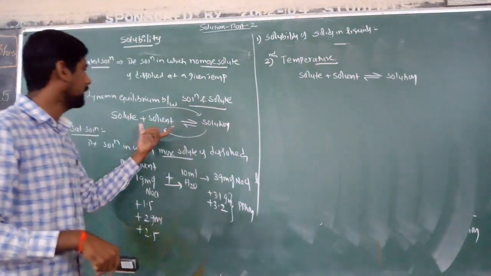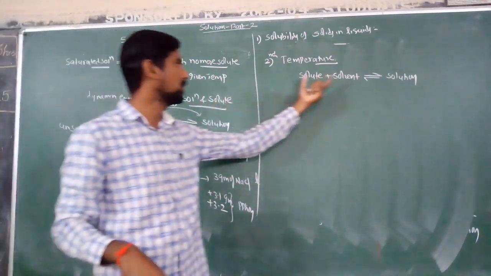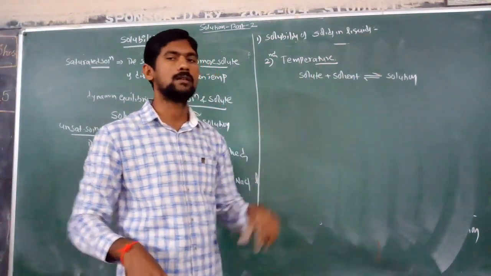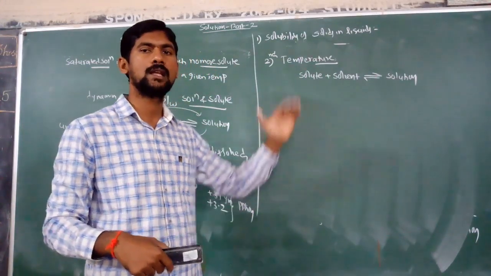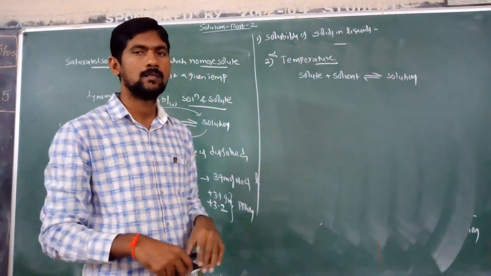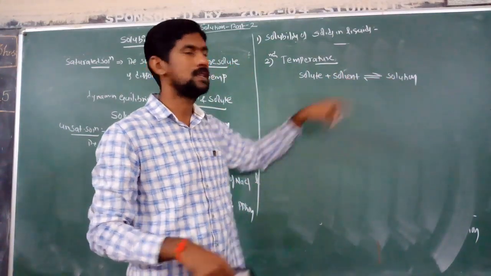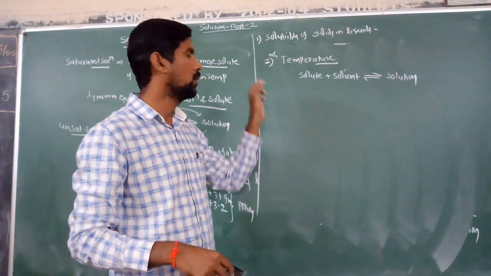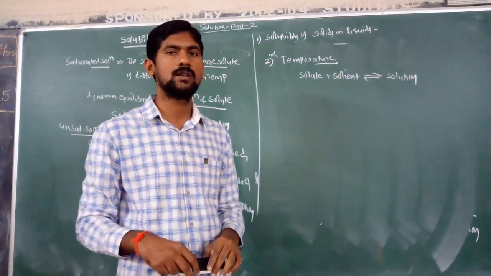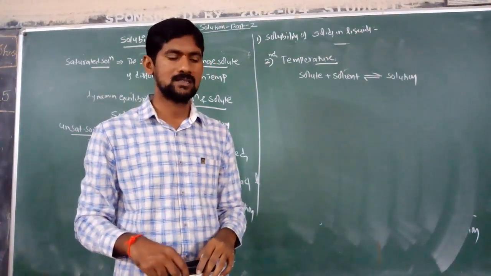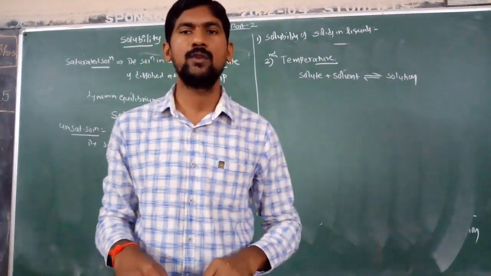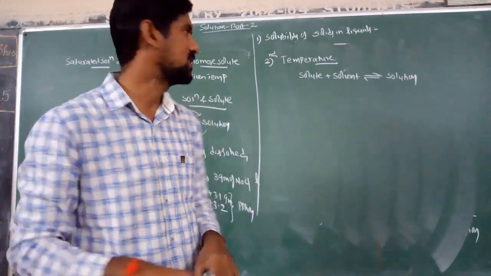Here I had already written solute plus solvent, solution. So there is a dynamic equilibrium between the reactants and the products. This is the forward reaction and this is the backward reaction. So how does temperature influence the solubility of solids in liquids? You must consider the dynamic equilibrium and follow the Le Chatelier principle.